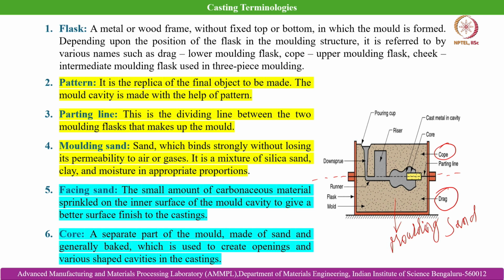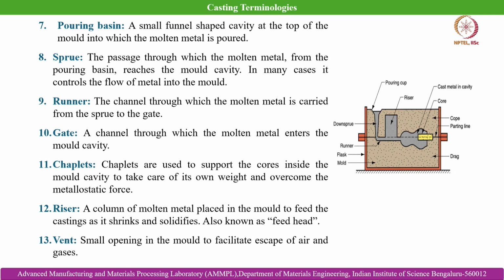And then core. A core is a separate part of the mold made of sand and generally baked, which is used to create openings and various shaped cavities in the castings. We have already discussed core. So, this is the typical example of a core in this mold cavity, which is needed to create a hollow section within the cast part. So, going ahead with the different casting terminologies.